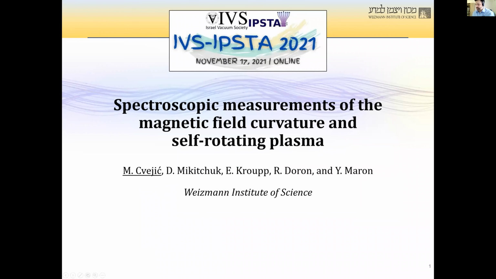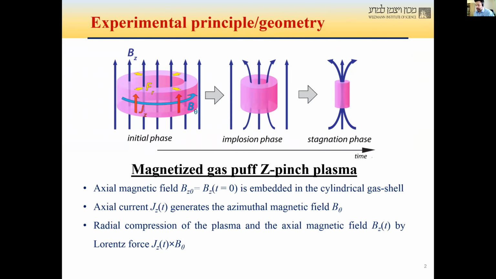So in this talk, I will describe a novel polarization-based spectroscopic technique to directly measure the magnetic field curvature. In this slide, the principle of the experiment is depicted. As you can see, we have a Z-pinch source.